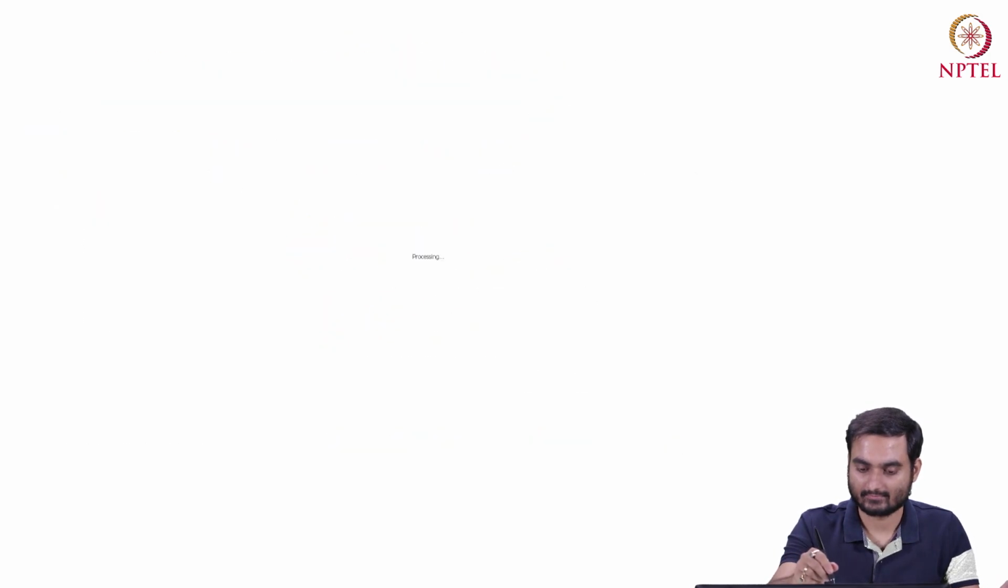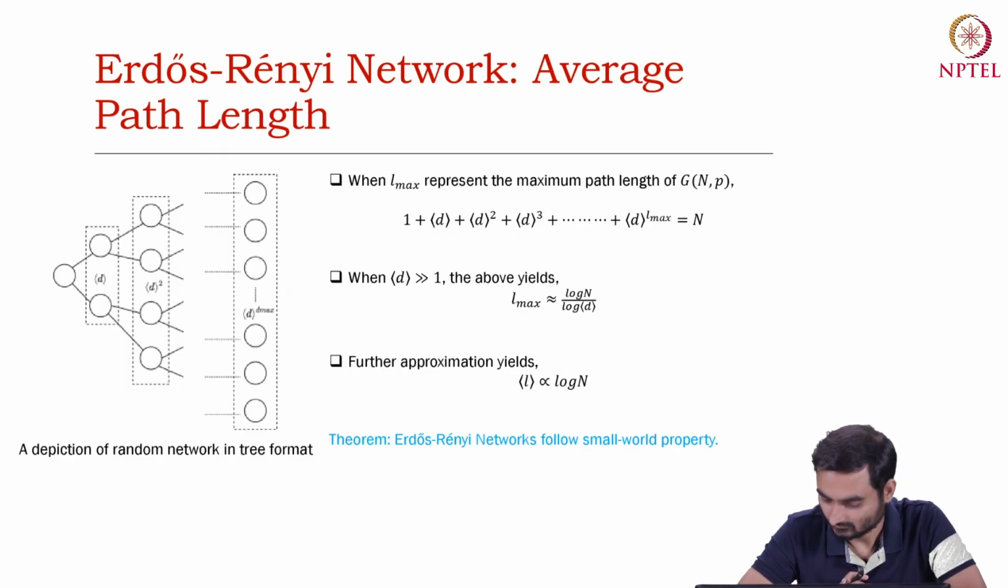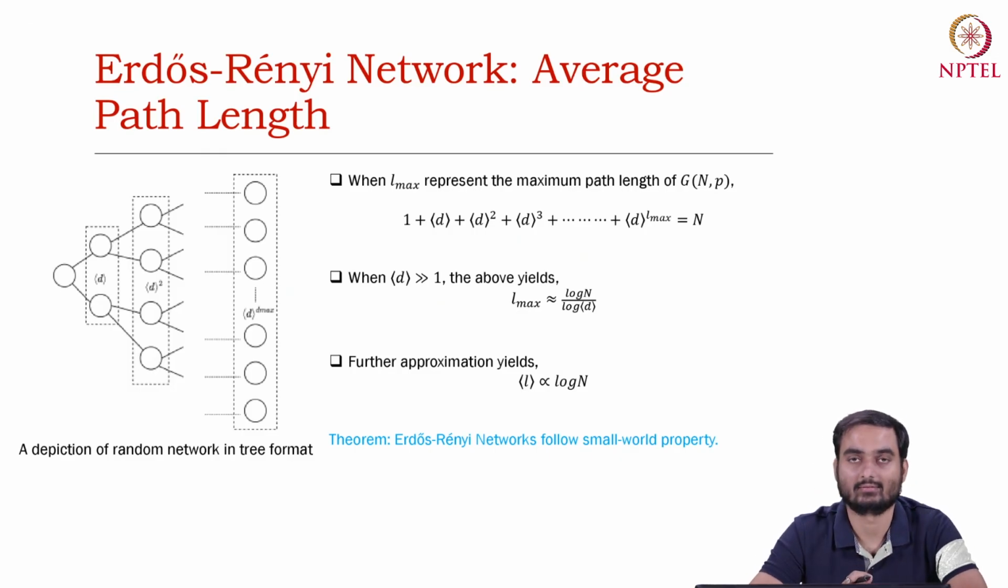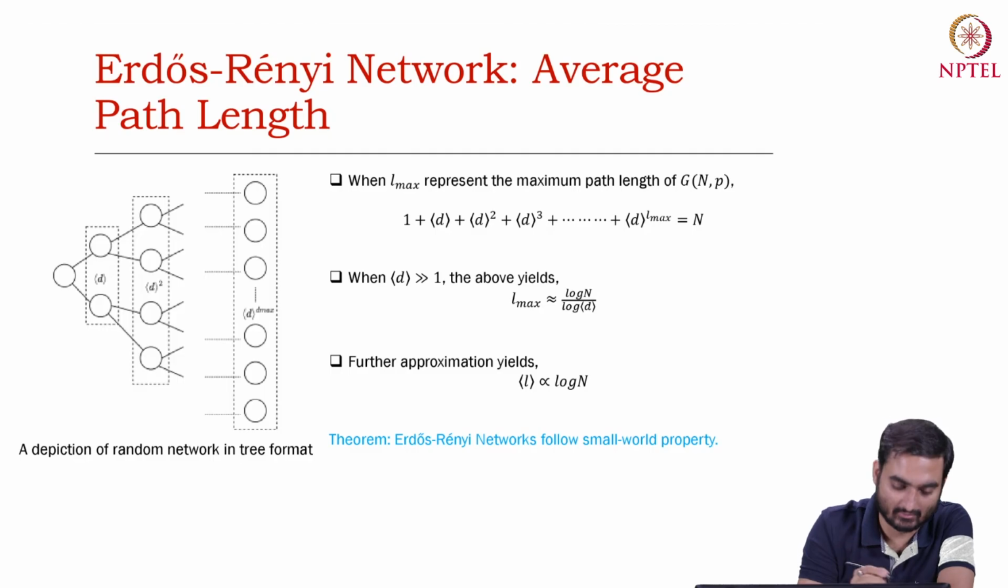Let us look at the average path length, because average path length has relations with the small world property. And this is very simple. Now, let's start with a node V.